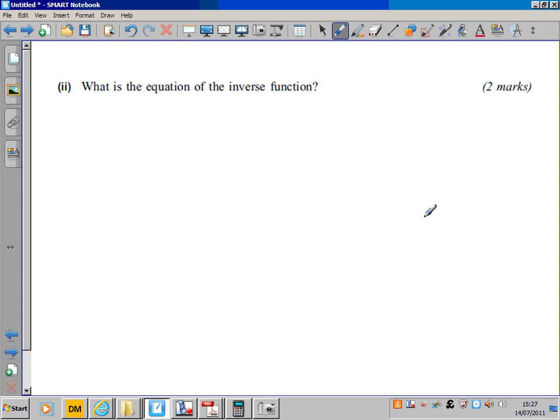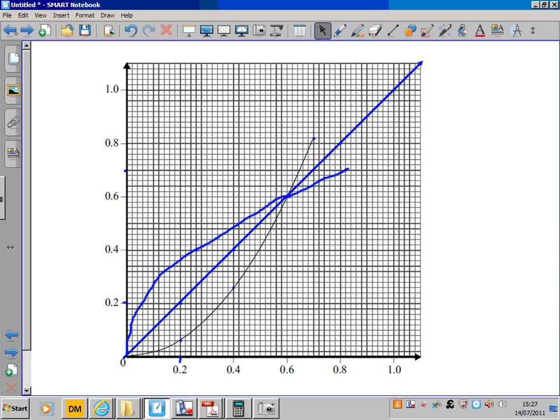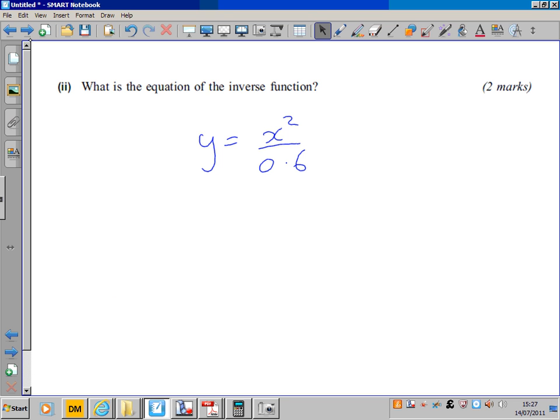Okay, final bit of this question says, what is the equation of the inverse function? Okay, so the original function was y equals x squared over 0.6. That's the original curve. We want to get the equation of the inverse function. Now, if you think about it, what we just did over here was we reflected in the line y equals x. In other words, we just swapped all the x values and the y values. So that is what I need to do here.